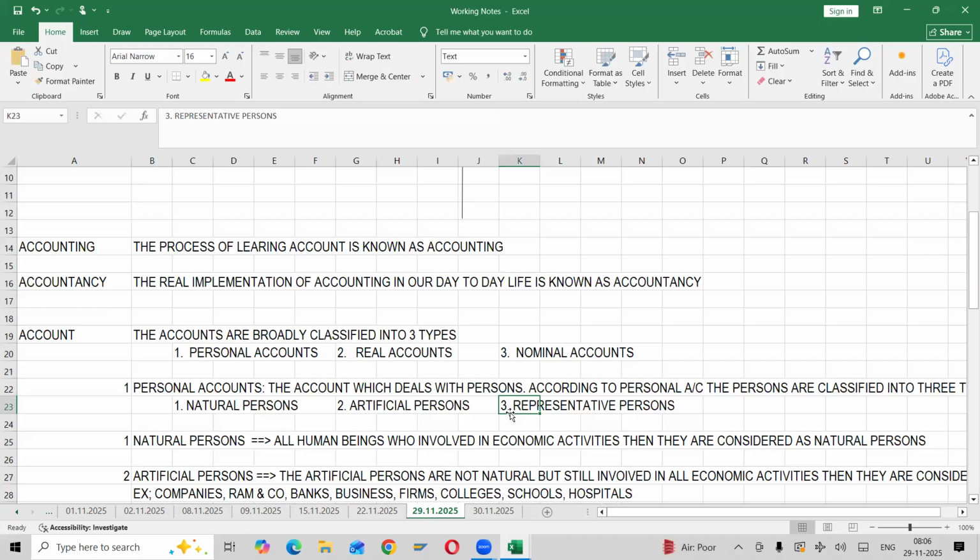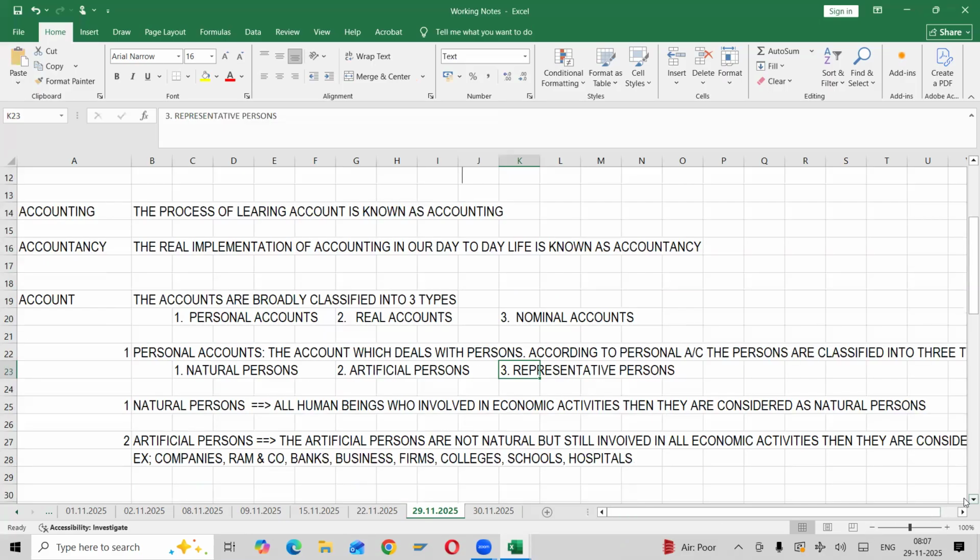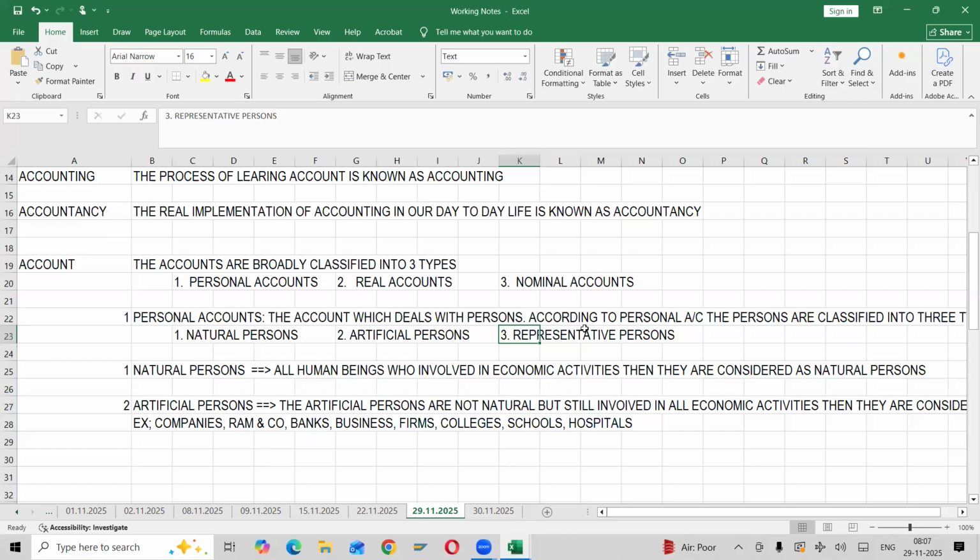I will take the representative person a little later. In SAP, we have open item management. At that point of time, I'll discuss in depth what a representative person is. As of now, I'm parking this part. So now you understood, right? How many types of accounts do we have? We have a total of three types of account: personal account, real account, and nominal account.